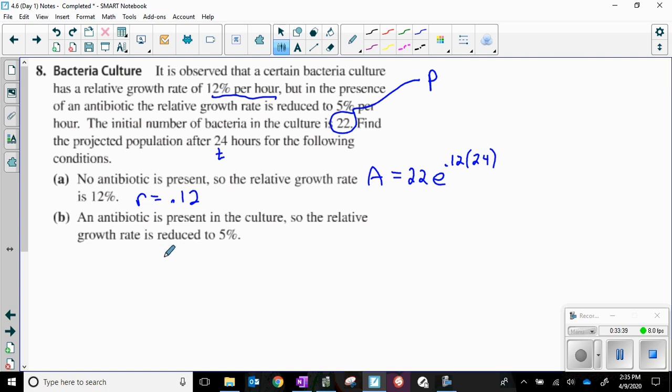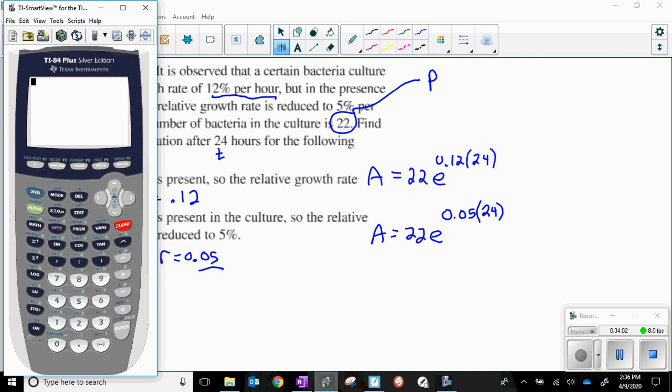Okay, the next one they want us to do is find a rate of 5%. Be careful, a lot of people will do 50%. So do 5%. And the amount is A equals 22 e to the 0.05 times 24. There should be less bacteria in part B than there is in part A. Okay, so I'm just going to type this in my calculator.